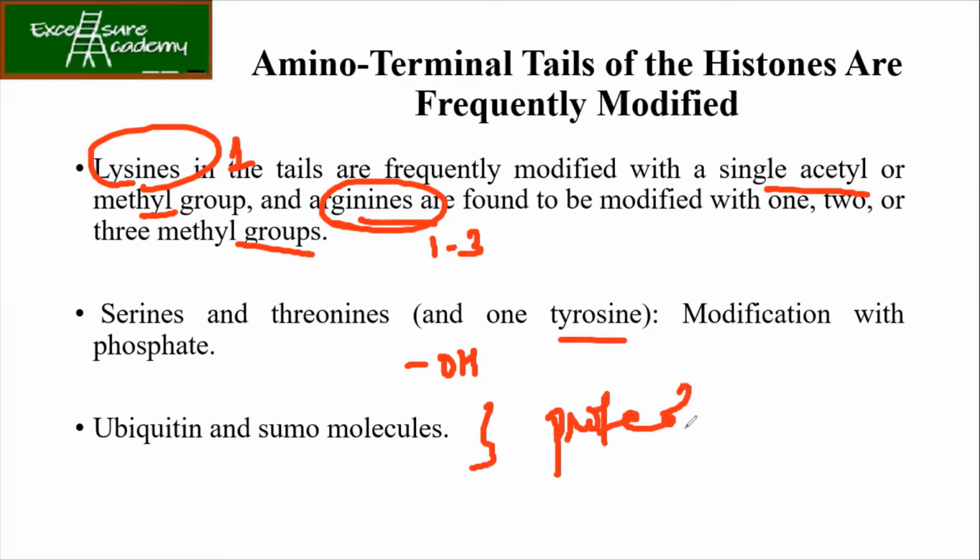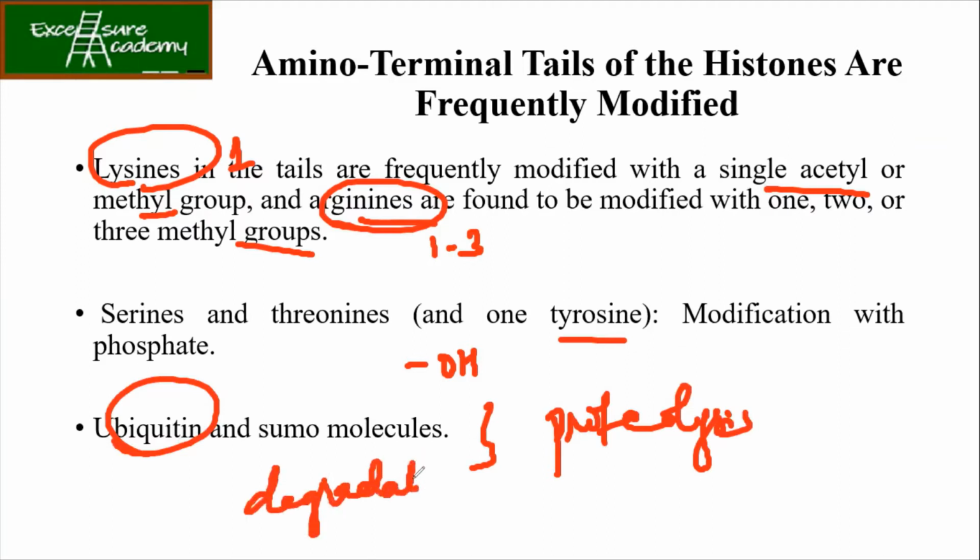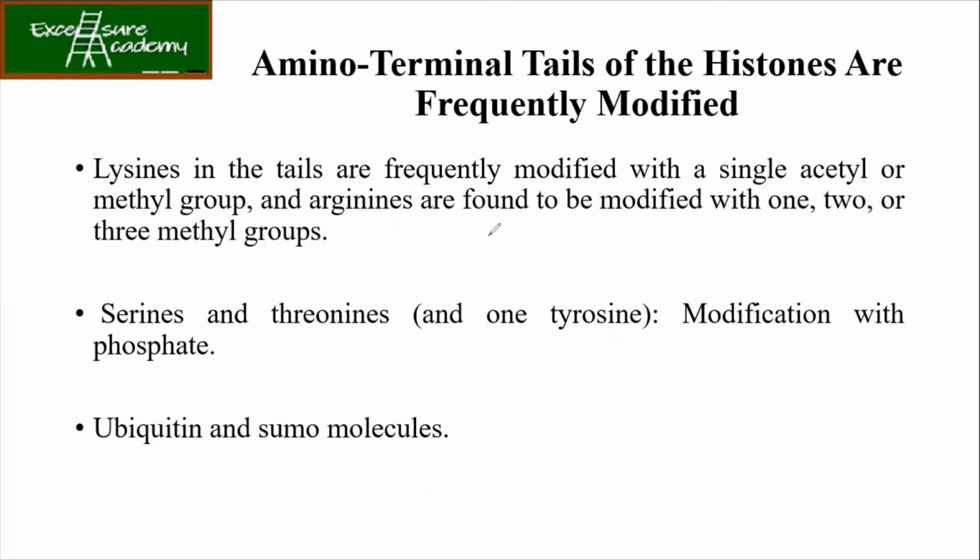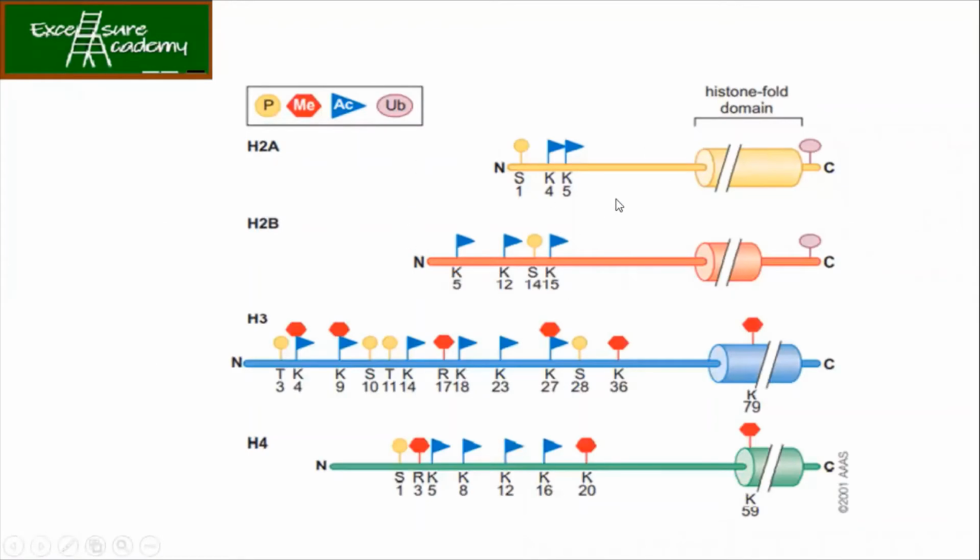Okay, so we know that whenever ubiquitin molecules are added, the proteins are meant for proteolysis, or degradation in simple words. So guys, you need to remember all these things, like which amino acids get modified in the histone tails. Till now we have seen it is lysine, arginine, serine, threonine and tyrosine as well. Okay, so these are the groups which they have shown.